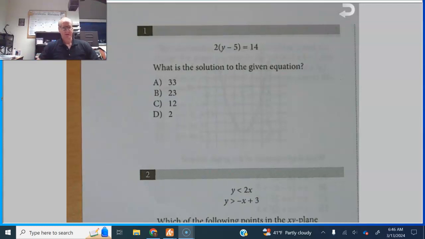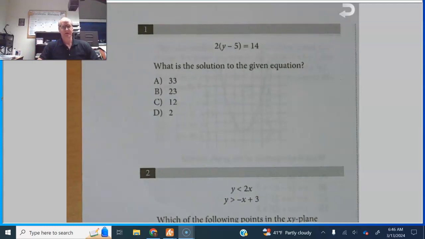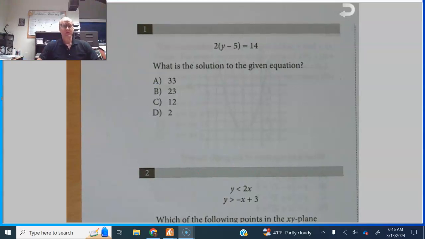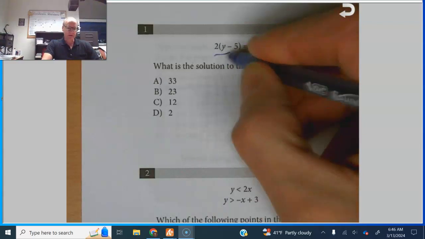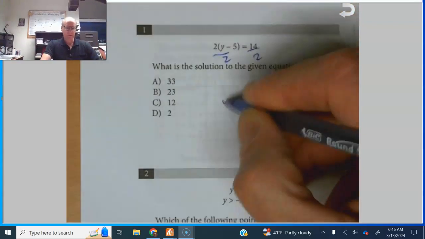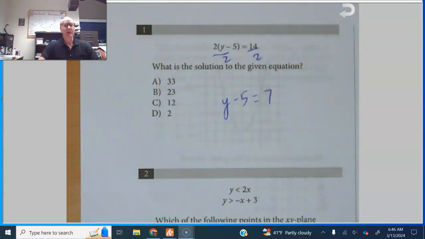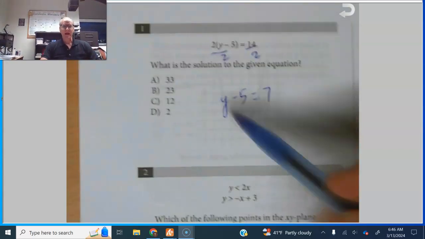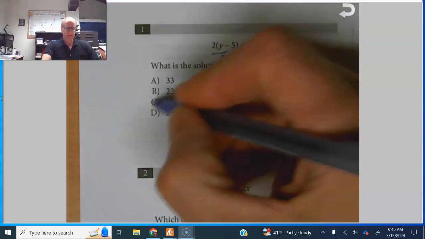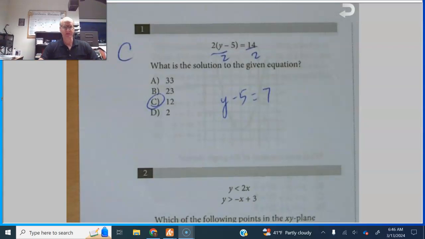Try the problem first, and then move ahead with my explanation. A lot of people are going to distribute that too. A lot faster method is just to divide by 2 on both sides, and we get y minus 5 is equal to 7. Adding 5 to both sides gives you your 12, and we move on.